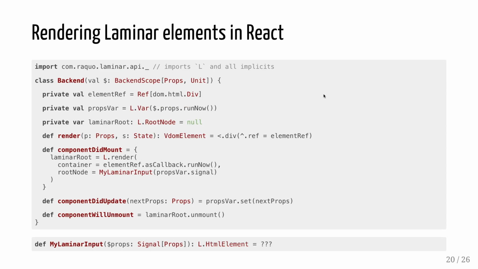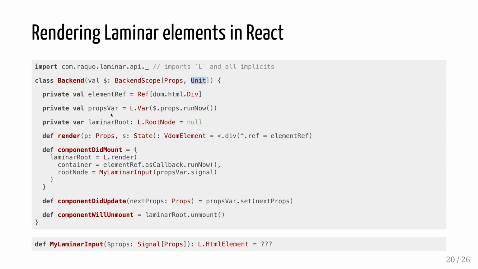Let's look at the other direction now. Instead of migrating starting from the root node, let's see how to migrate starting from the leaf node. That means rendering a Laminar element inside a React component. For example, let's just take the same type signature that we used last time. So our Laminar element will be an input element accepting a signal of props and returning a Laminar element. And our wrapper React component will just accept props as props. And it will not have any state because the internals of this component are managed by Laminar now.